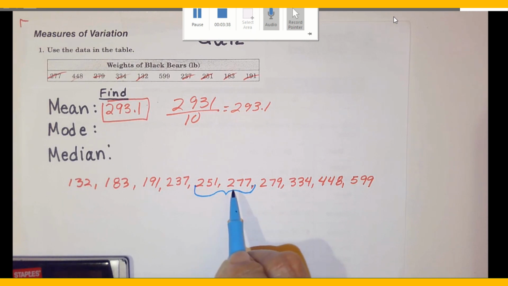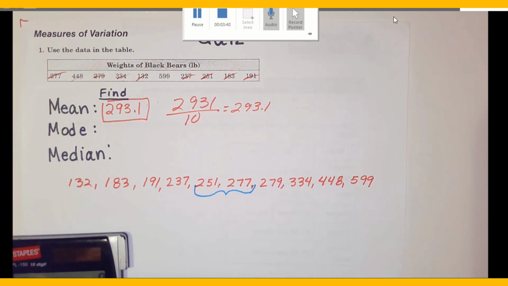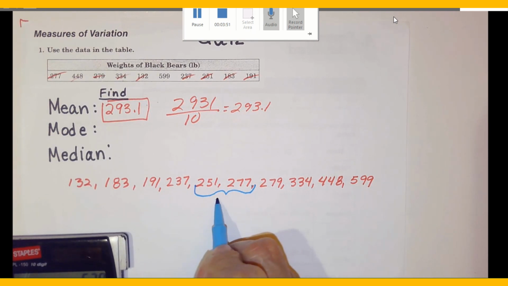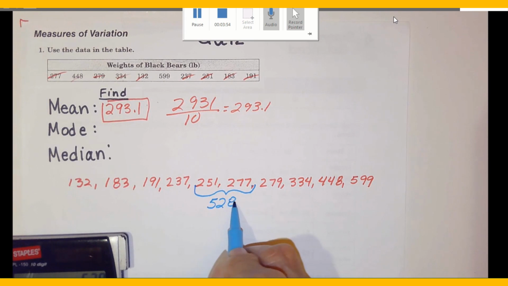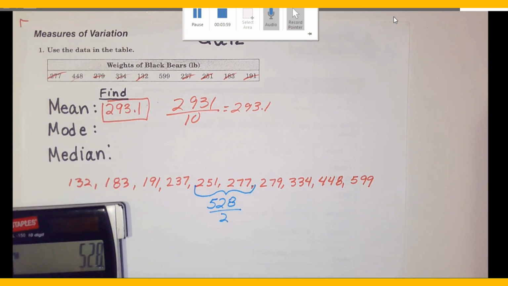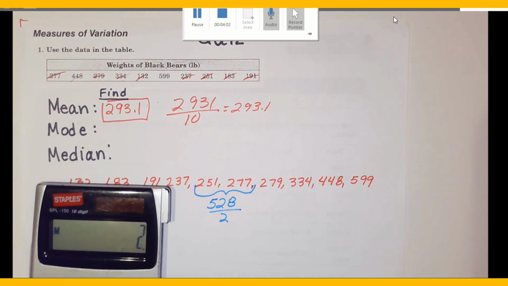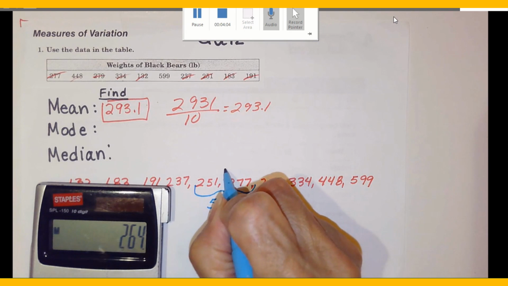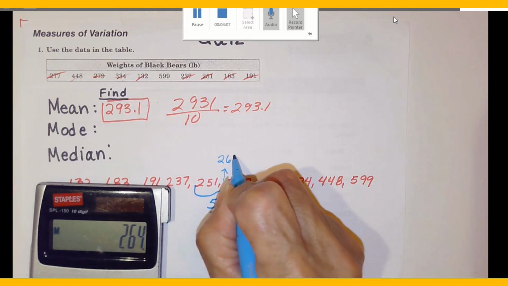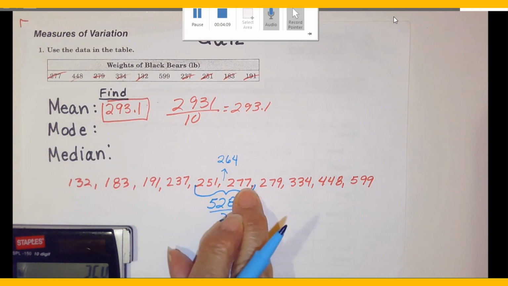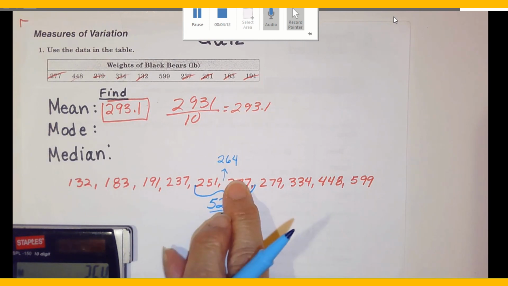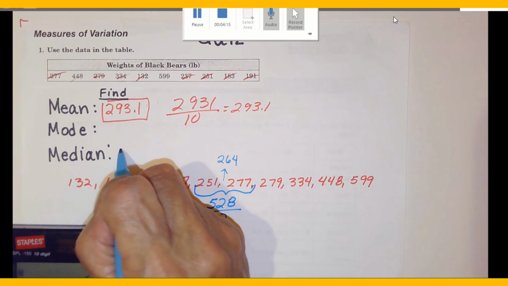So we take these two, and who remembers what we do? Very good, Jarvis. We total 251 plus 277 equals 528, and then we divide that by 2. And that is 264. So as you could see, that's in between these two numbers. So that is correct. Very good. Now, the median is 264.